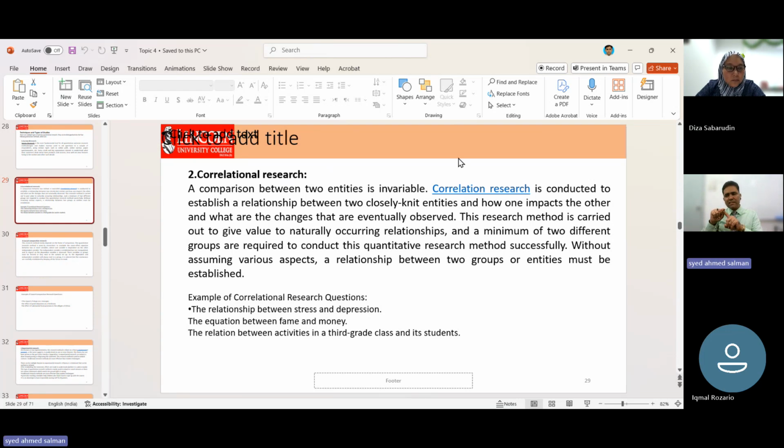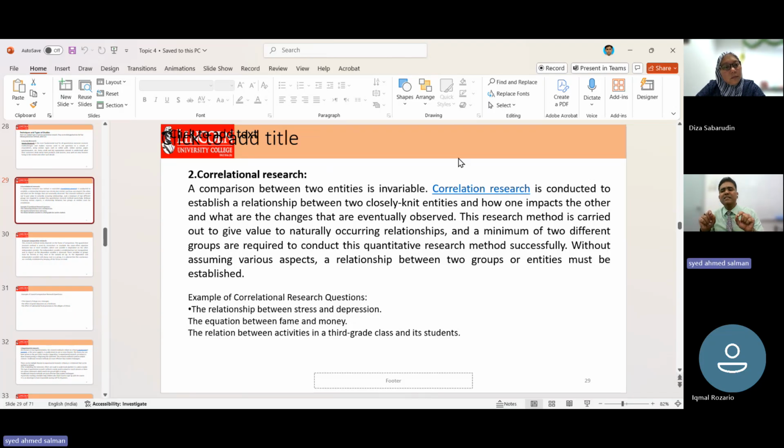I will give you one example, okay? Smoking and lung cancer. There is a positive relationship between smoking and lung cancer. There is a positive relationship between the usage of social media and lack of academic performance. There is a positive relationship between hospitality, innovation, and customer satisfaction. There is a positive relationship between loyalty and customer satisfaction.